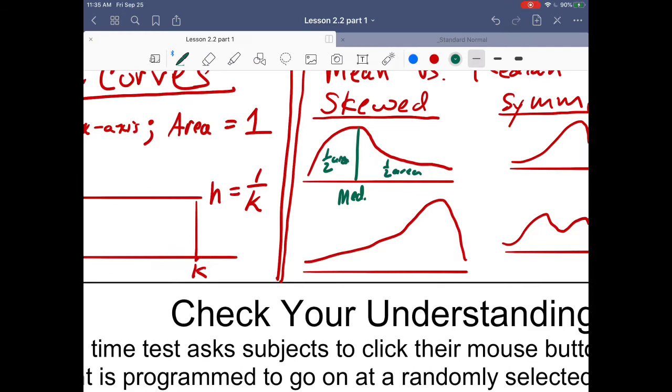50% below it, 50% above it. So where does the mean fall in right skewed data? Remember that the mean would be greater than the median in right skewed data.